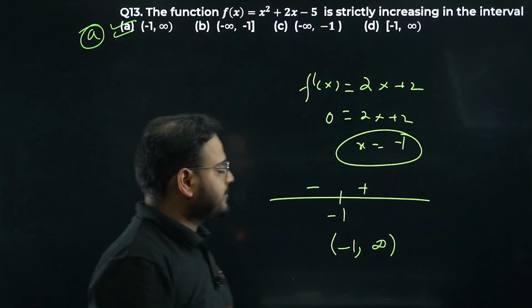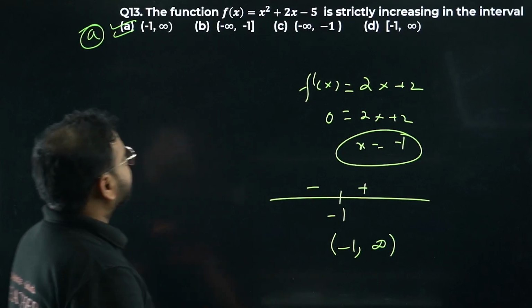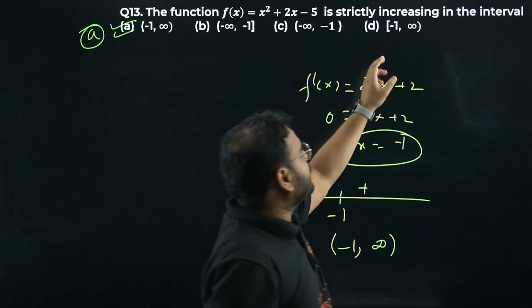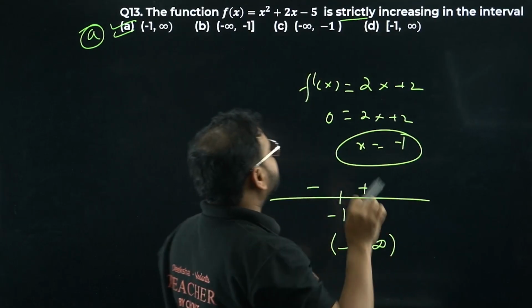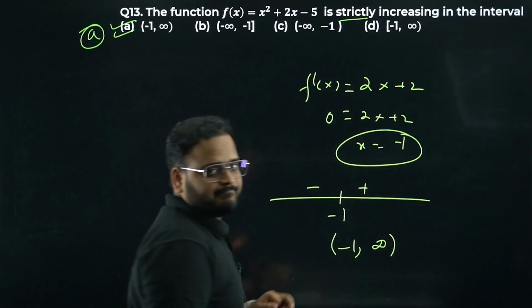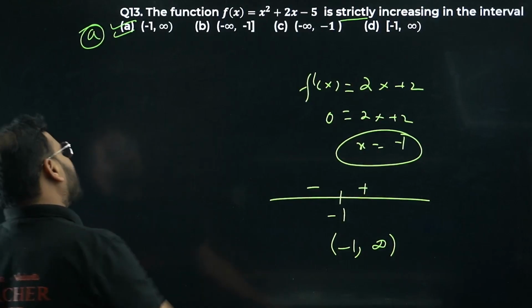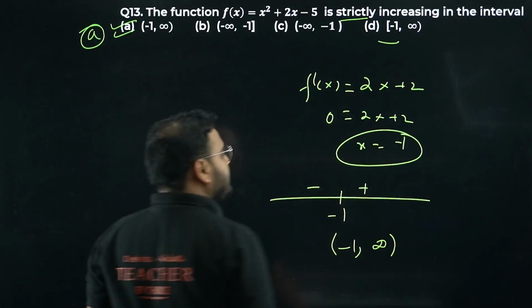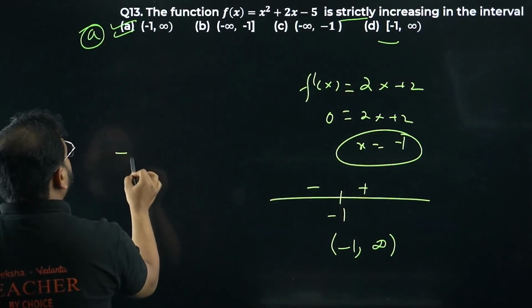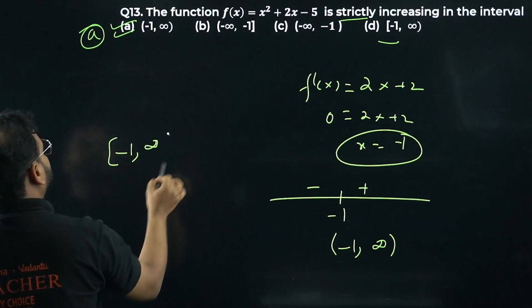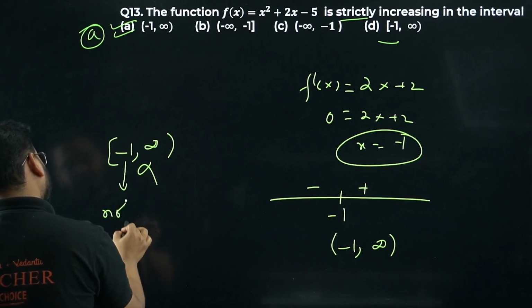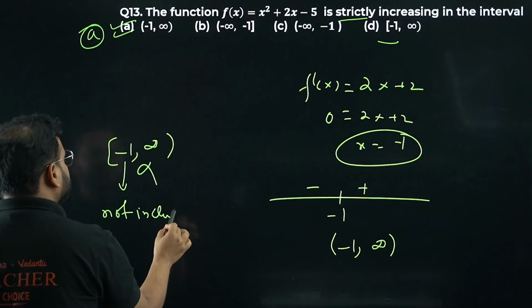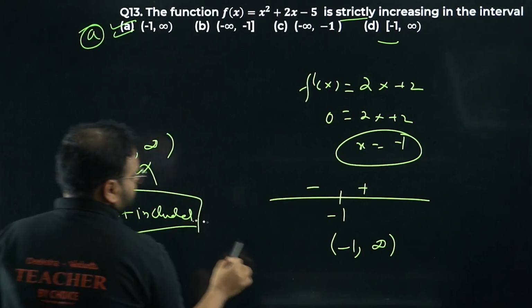13, option A is right. Why can't we take option D? We are looking for strictly increasing. There's a difference. Strictly means we cannot include the 0 part. That's why minus 1 is excluded over here. D is not right. Writing minus 1 to infinity closed over here, open here will be incorrect. Minus 1 is not included in this case. Please check. That's why I've taken this option.